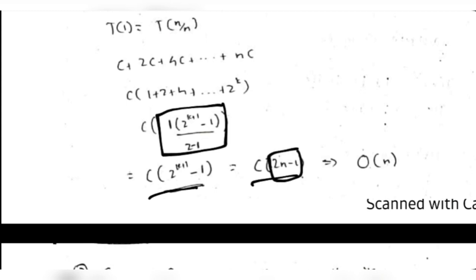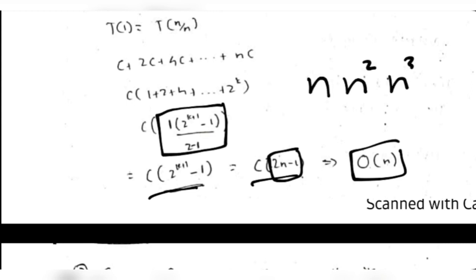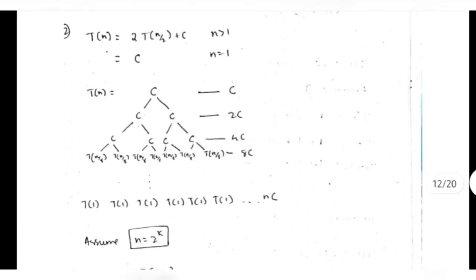Now as I told you, if you have to calculate the order, we'll just look at what's the value of n. Is it n or n square or n cube and so on. We'll not look at the coefficient and what is getting subtracted. So the order is n here. So this is another type of recursive algorithm which comes under the topic of mathematical analysis.